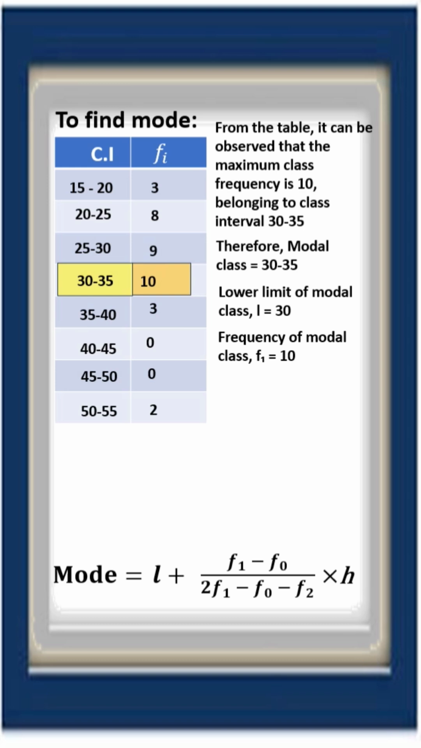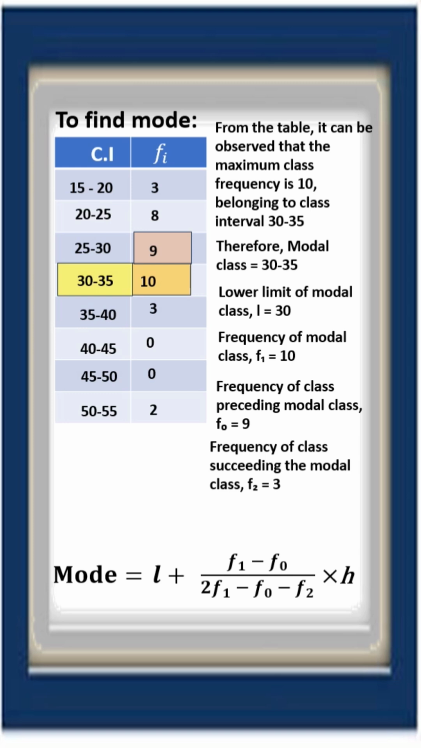Frequency of the modal class, F1, is 10. Frequency of the class preceding the modal class, F0, is 9. Frequency of the class succeeding the modal class, F2, is 3. Class size: what is the class size? 20 minus 15, that is 5. Now let us substitute the values. L is 30, F1 is 10, F0 is 9, 2 into F1 is 10, F0 is 9, F2 is 3, into h is 5.